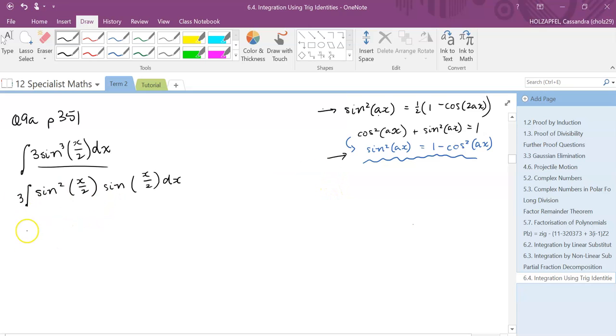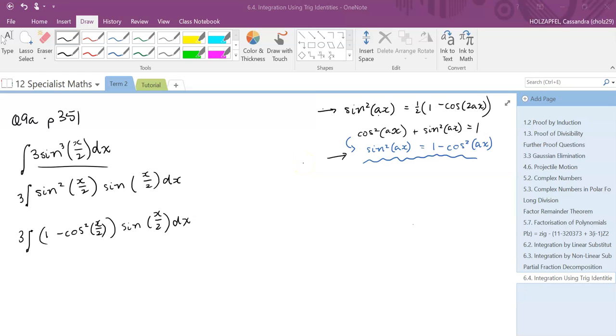Okay, so let's keep going and substitute that value in here now. So I've got 3 lots of the integral of 1 minus cos squared, not ax, but x over 2, because we do have a value for that, and that's going to be multiplied by sine x over 2 dx.